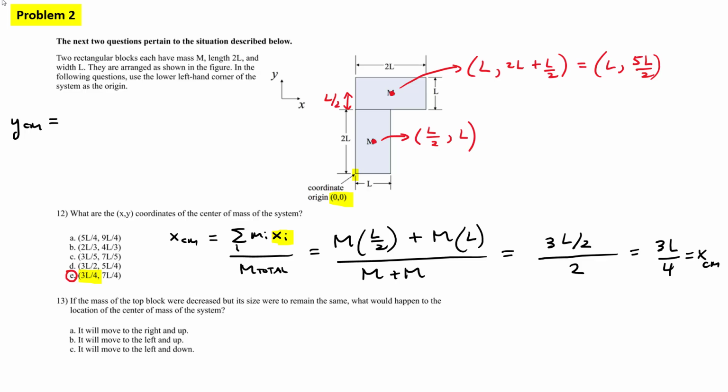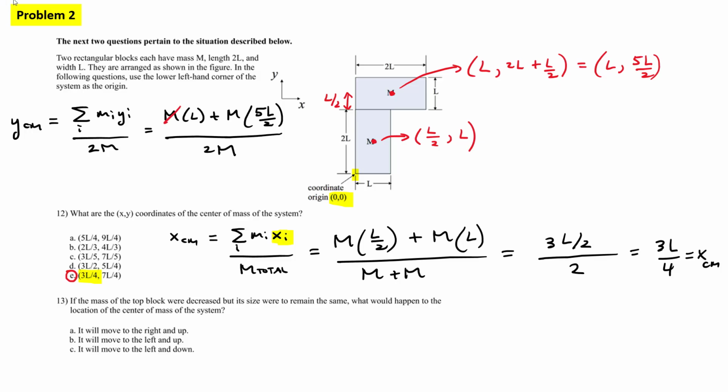Again, we are applying a similar formula, except now we're taking the Y coordinates here, and again, it's over the total mass, and the total mass for this system is 2M. All right, so what would this look like? Well, we do the mass M for the lower block. Its Y coordinate is L, plus the second one also has a mass M. Its Y coordinate is 5L over 2. And all of this now I must divide by 2M.